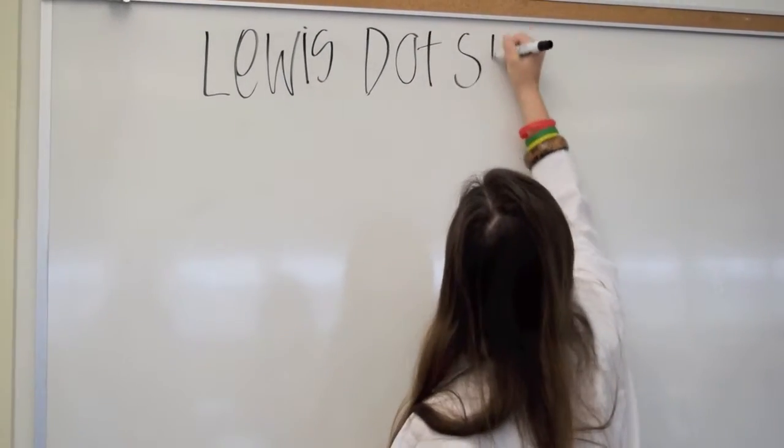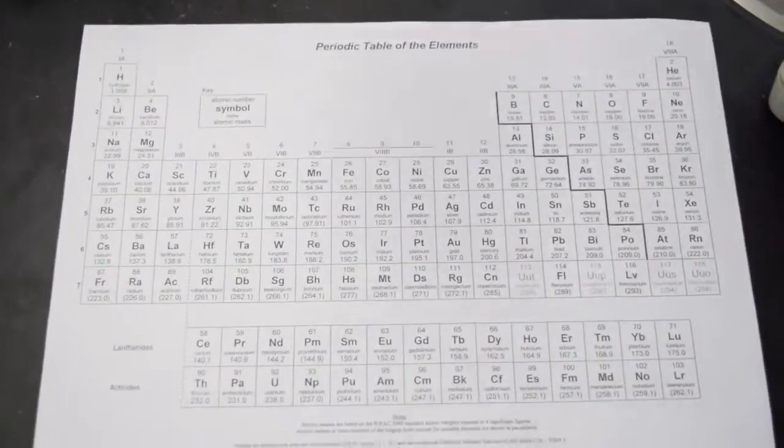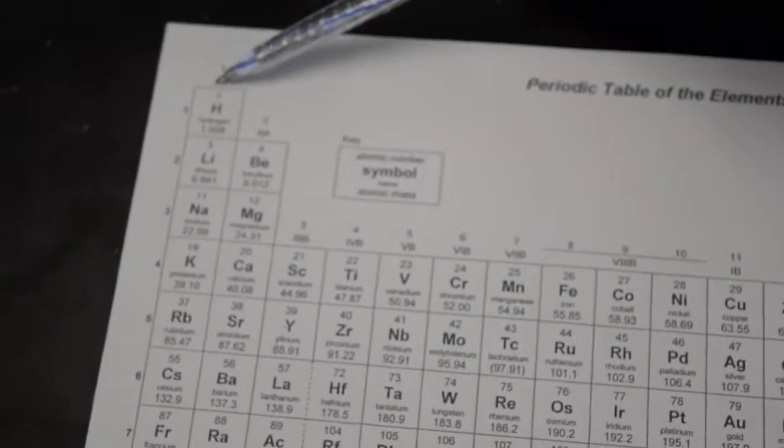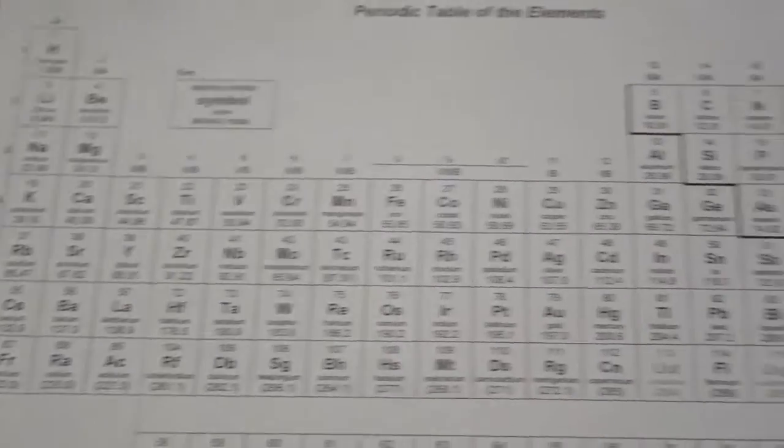Before we start actually drawing a diagram, you need to know how many valence electrons each element you are working with has. Let's start with water. Hydrogen has one valence electron because it is the first group on the periodic table. This group is called the alkali metals. Oxygen has 6 valence electrons.